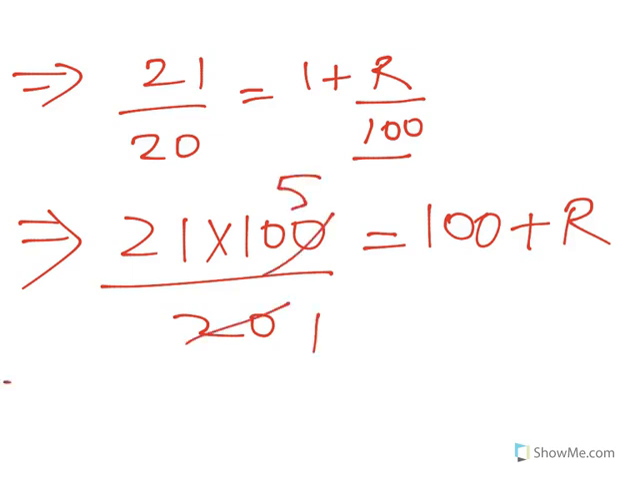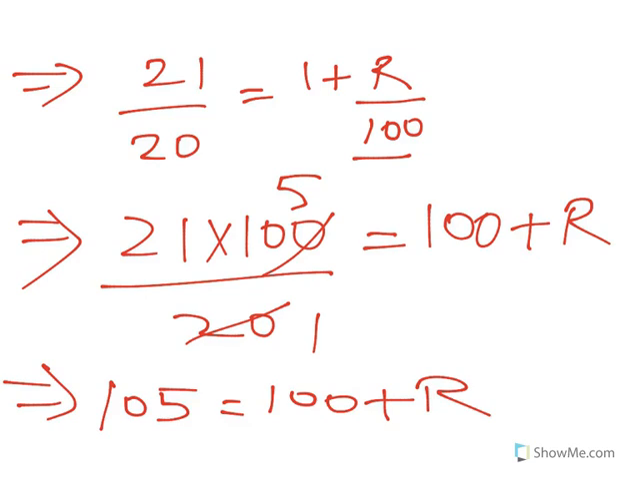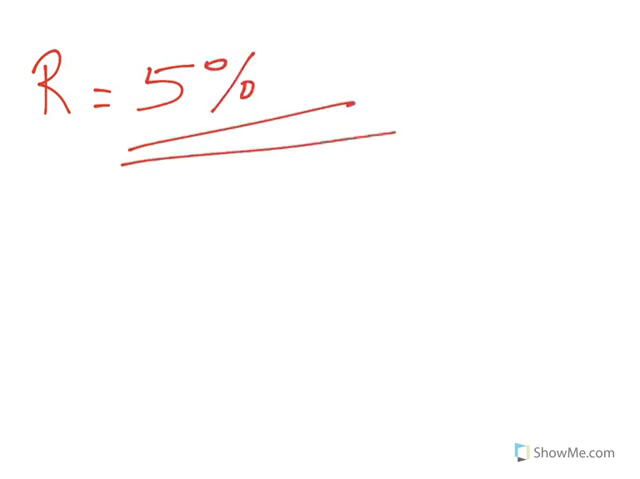So let's finish this off. 21 times 5 is 105. So now it's pretty clear. R is obviously 5%. Okay, so there we go. That's another question.